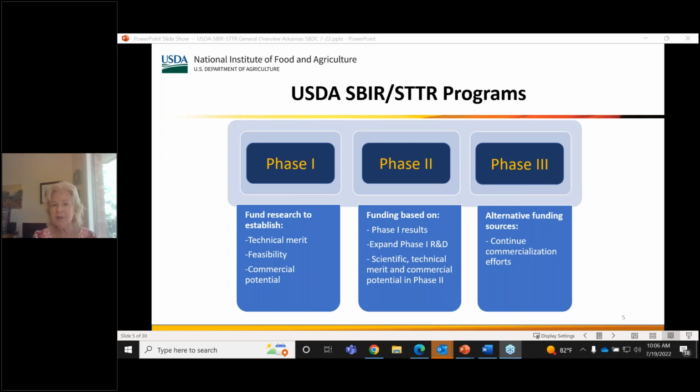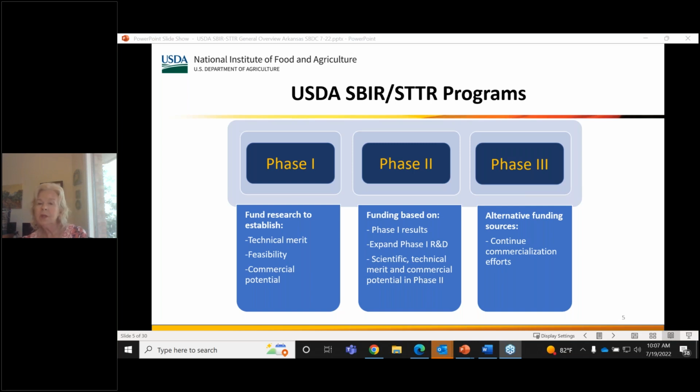And then moving on to phase 2. Phase 2 is based on phase 1 results. Within phase 2, you expand the research and development that you began with phase 1. And this is also in phase 2 where you really start to move more heavily into the commercial potential of your innovation. So you're really working hard to do that. And during phase 1, you'll have an opportunity to work with technical and business assistants, or TABA, which we'll talk about, to build a commercialization plan for phase 2.